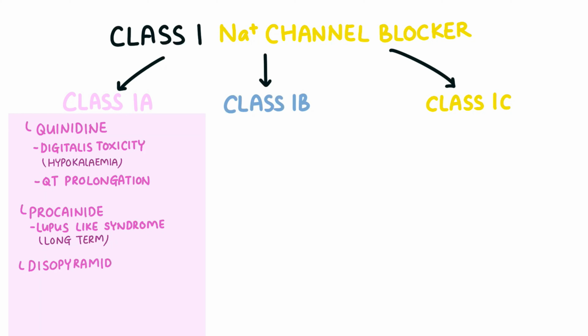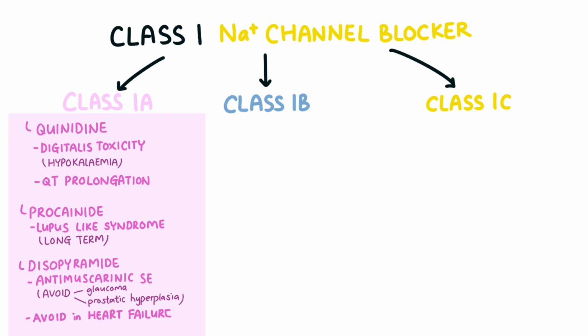Then we have disopyramide. A major side effect of disopyramide is its antimuscarinic effect, so we should avoid using this drug in conditions like glaucoma or prostatic hyperplasia. We should also avoid using it in patients with heart failure, as it can worsen their condition.